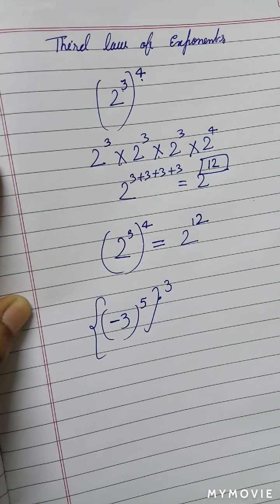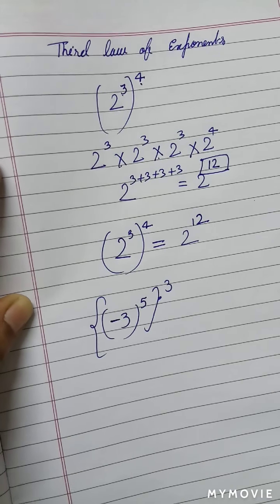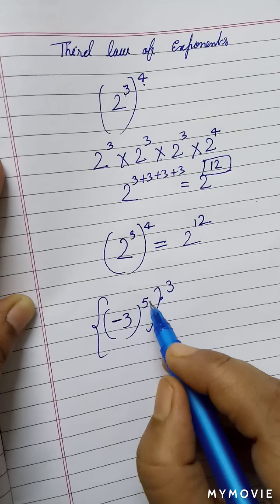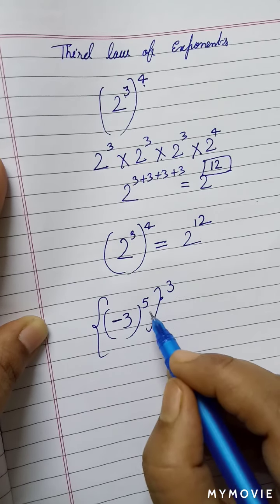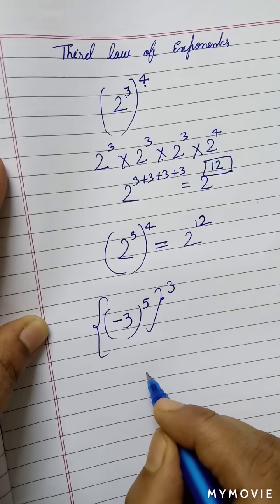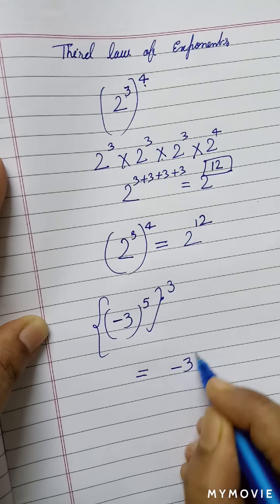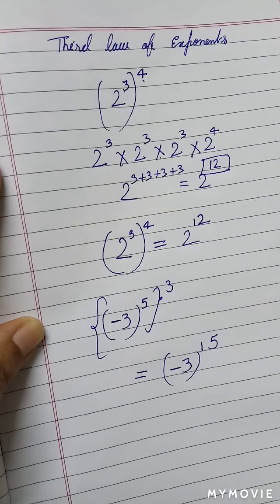We have minus 3 raised to the power 5 raised to the power 3. So the third law states that whenever there is an exponent over an exponent, we simply multiply the exponents. So this is going to be minus 3 raised to the power 15.